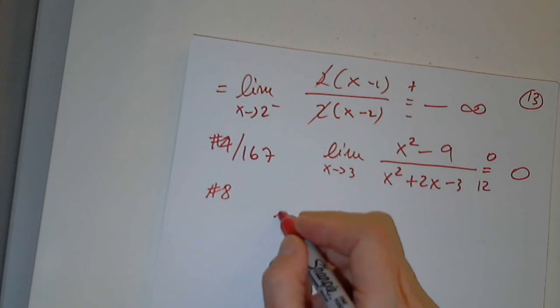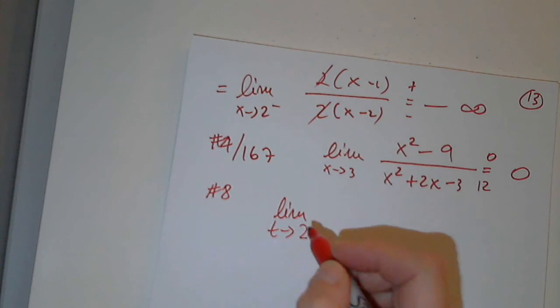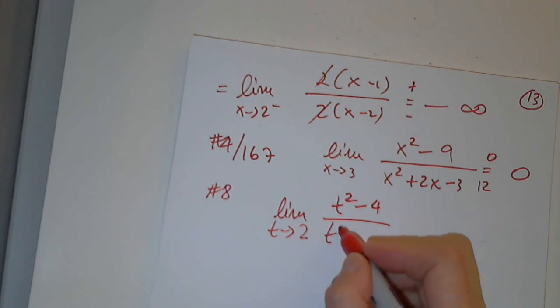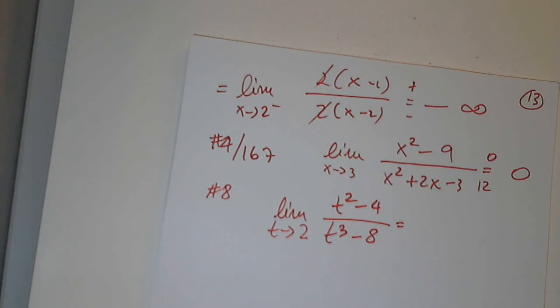Number 8 on the same page. The limit as t approaches 2 of t squared minus 4 over t cubed minus 8. This requires a lot of work, right? You know it's 0 over 0 because 4 minus 4 and 8 minus 8. But if you want to determine the limit using the methods we discussed, the only one is factoring, right? You would have to factor the difference of cubes and the difference of squares, and then eliminate for sure the factor that creates 0 over 0.